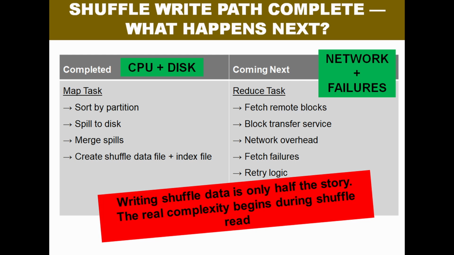In the next video, we will go deep into the shuffle read path. We will discuss map output tracker, block transfer service, remote fetches, fetch failures, network overhead, retry logic, external shuffle service, and why many Spark jobs fail during shuffle read rather than shuffle write. If you truly want to debug Spark like an architect, you must understand what happens after the files are written.